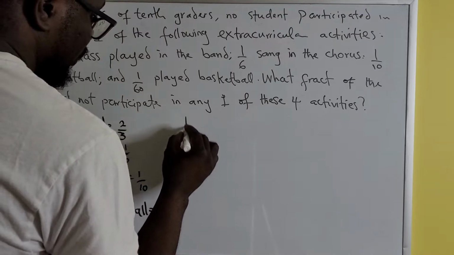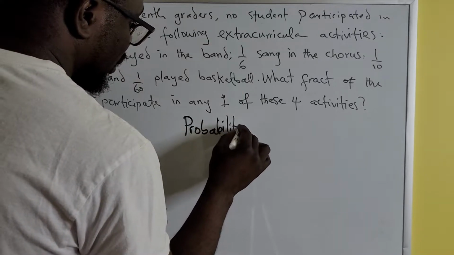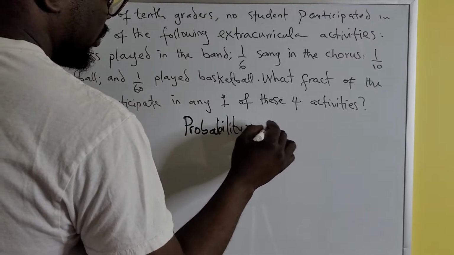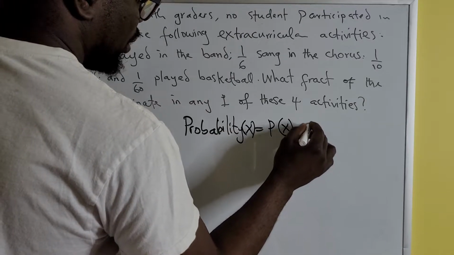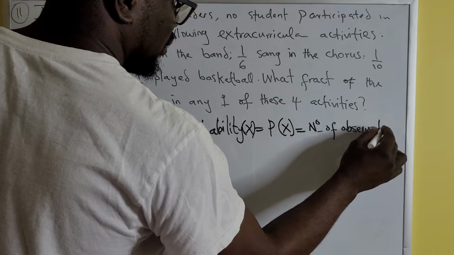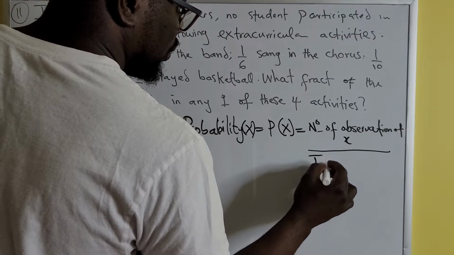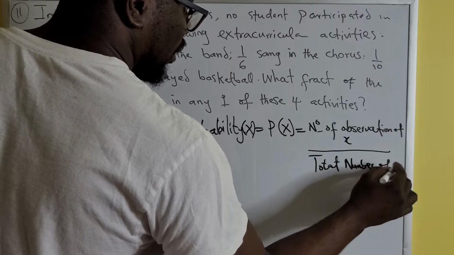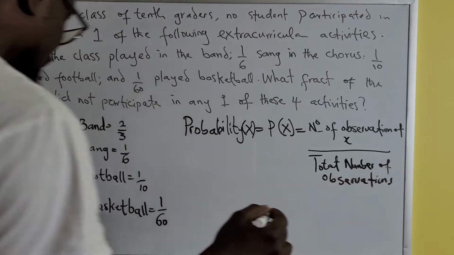So we know that probability, and from our last class we defined that already. Probability of x, which we write as P bracket x, is equal to number of observations of x divided by total number of observations. That is how we define probability.